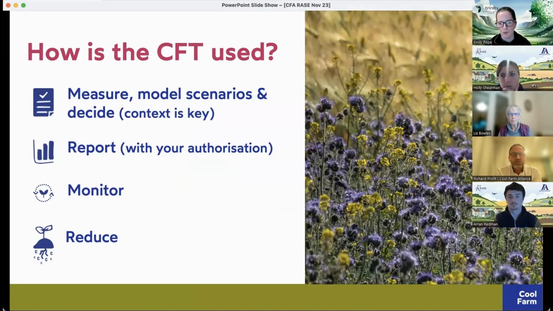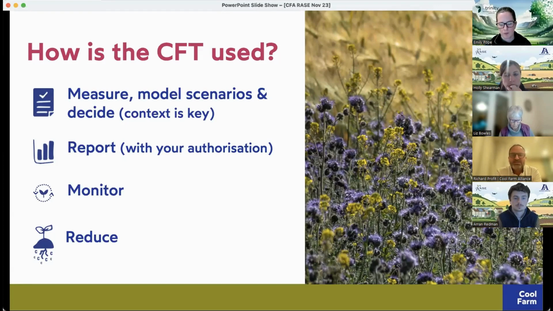Once you've got your data, you can then choose to report it. And the data within the Cool Farm Tool isn't accessed by anyone. It's your data, but you can choose to authorize it for sharing with your customers. They are often asking you for that data for their reporting, so you can initiate the process where you share your assessment results with them. You can use it for ongoing monitoring, and ultimately use it to drive down reductions and improvements on your farm from a regenerative, sustainable agriculture perspective, in line with your priorities for your farm.